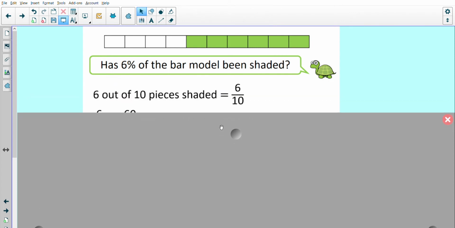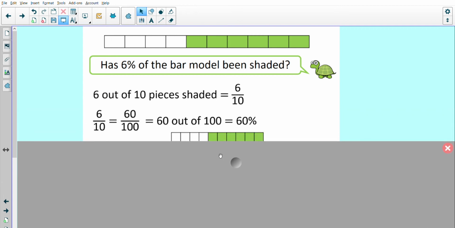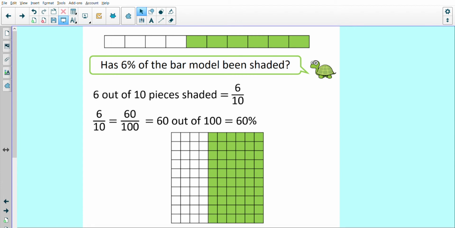Well, it's 6 pieces out of 10, but what does percent mean? Percent means out of 100. So, 6 out of 10, the equivalent fraction for out of 100 is 60 out of 100. 60 out of 100 equals 60%, so it's not 6%, it's 60%.